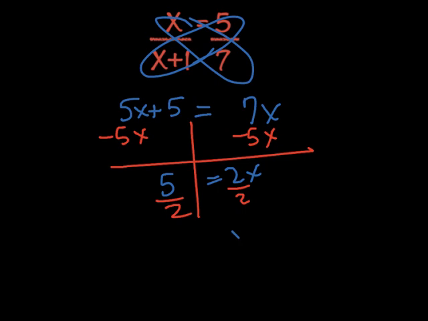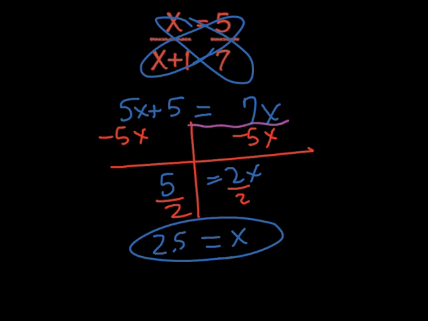And that's going to leave me with x equals 2.5. And I'm done. Now that one ended up being linear. If you look at what the equation was like after we cross multiplied, it was linear.